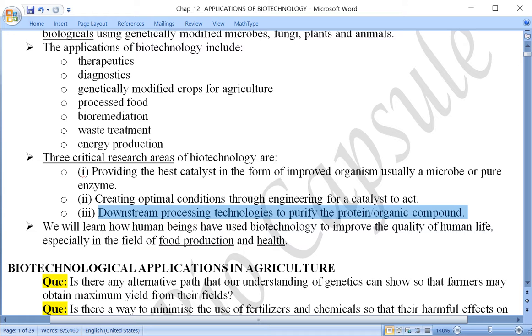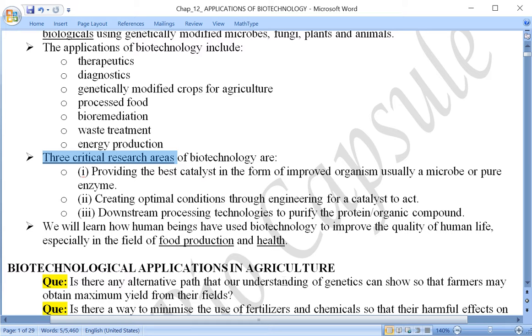So here, once again, in downstream processing technologies, some research is possible. That's why the topic, as I said, was 3 critical research areas of biotechnology. Once again, the first one is providing the best catalyst, maybe in the form of an organism, microorganism, or otherwise pure enzyme. Second one, creating an optimum condition so that a particular catalyst can act on a substrate and bring out the changes for which the catalyst was utilized.